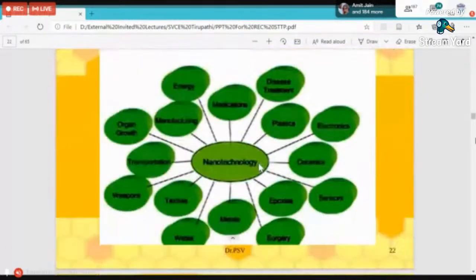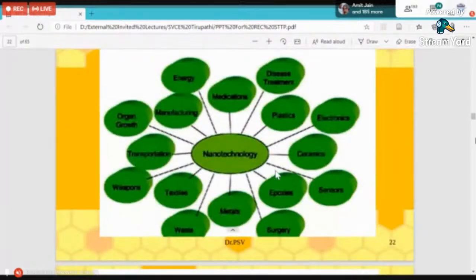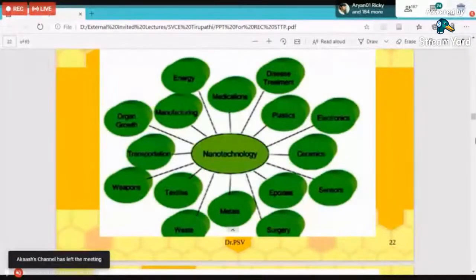Now, come to the different applications. As I was telling, nanotechnology has an infinite number of applications in different directions. Some of these, if I just tell: weapons in the Air Force are being reserved as well as being coated with nanoparticles. Why is this coating being done? External influence should not be there.